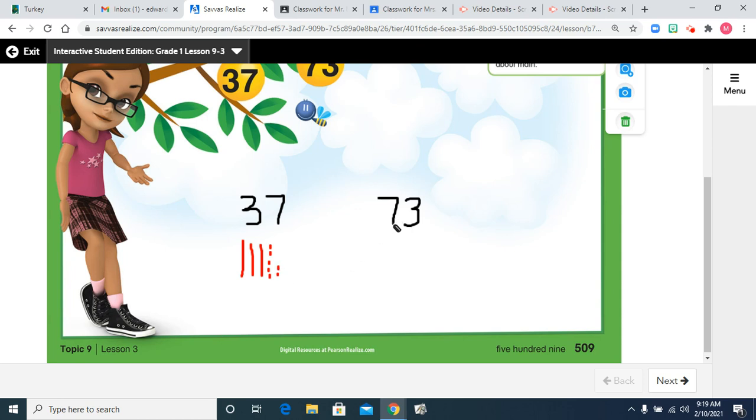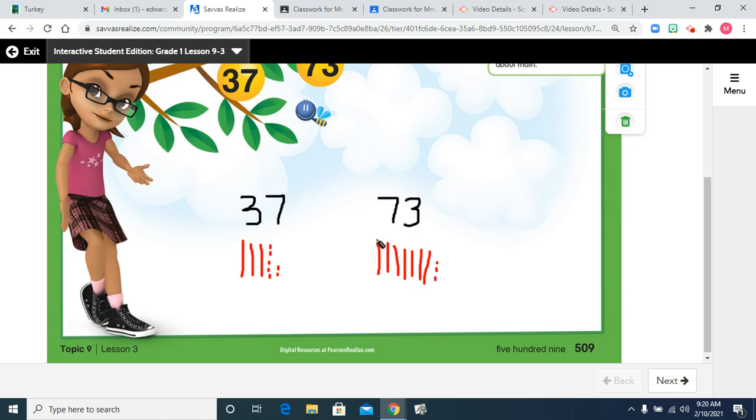Now for 73, if we look at the tens place, there are 7 tens. So 1, 2, 3, 4, 5, 6, 7. And in the ones place, there are 3 ones: 1, 2, 3. Now we need to look at these lines and dots to see which number is bigger. Well, let's look at the tens first because those are the biggest. The first one, 37, there's 1, 2, 3 tens. Now let's look at 73. 7 tens: 1, 2, 3, 4, 5, 6, 7.